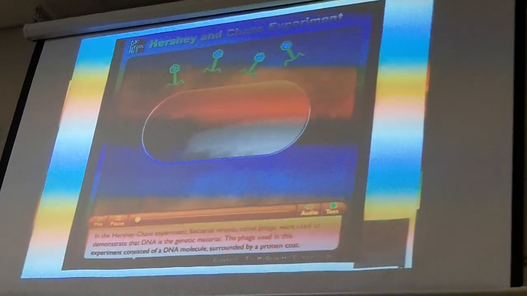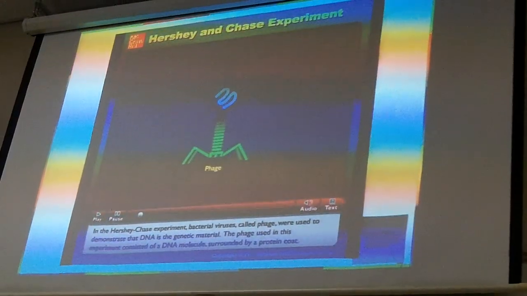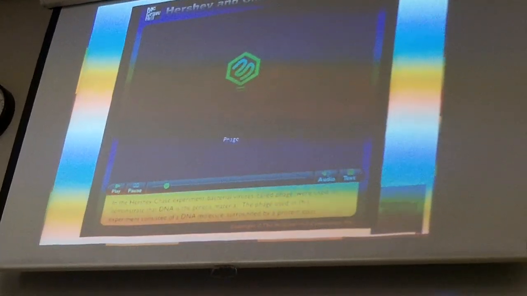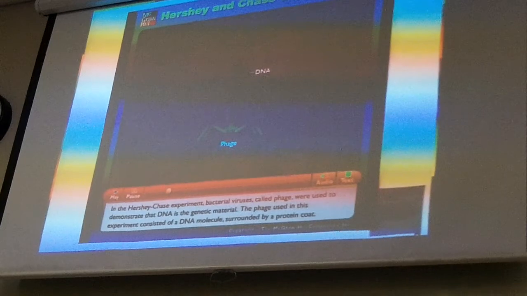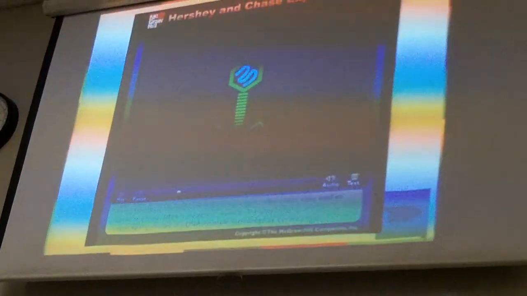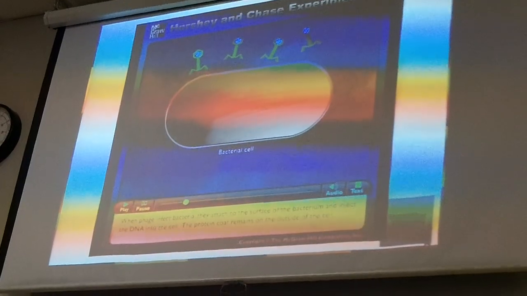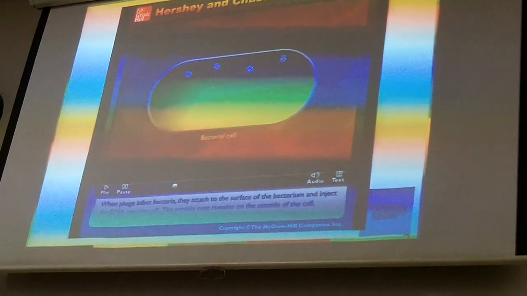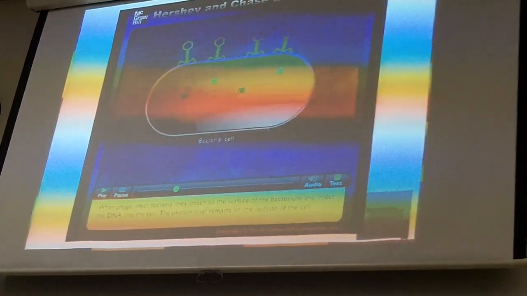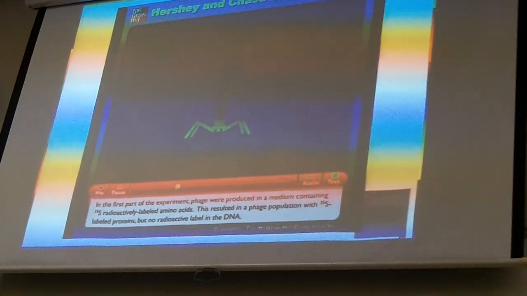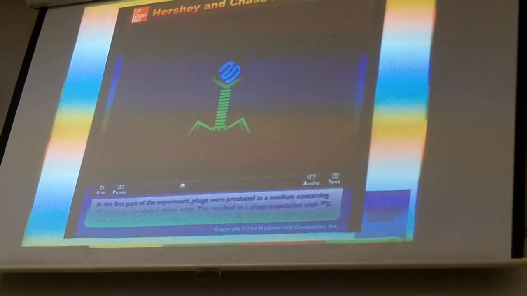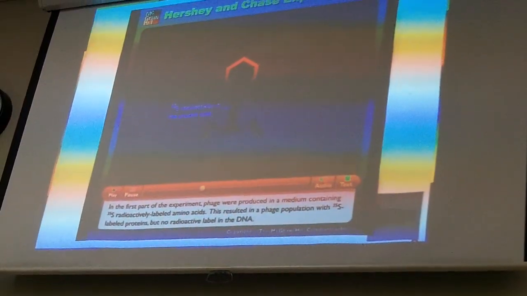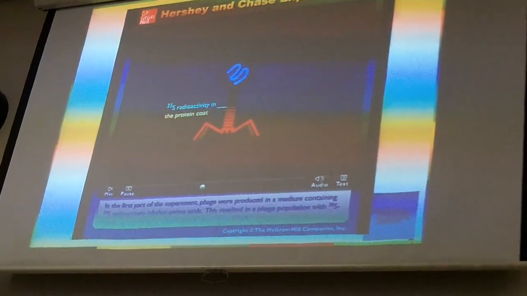In the Hershey Chase experiment, bacterial viruses called phage were used to demonstrate that DNA is the genetic material. The phage used in this experiment consisted of a DNA molecule surrounded by a protein coat. When phage infect bacteria, they attach to the surface of the bacterium and inject the DNA into the cell. The protein coat remains on the outside of the cell. In the first part of the experiment, phage were produced in a medium containing S35 radioactively labeled amino acids. This resulted in a phage population with S35 labeled proteins, but no radioactive label in the DNA.